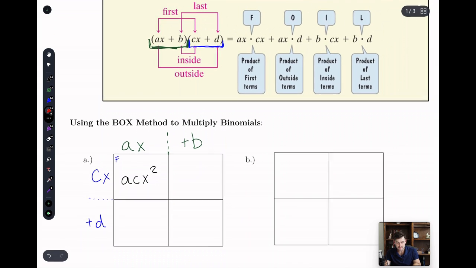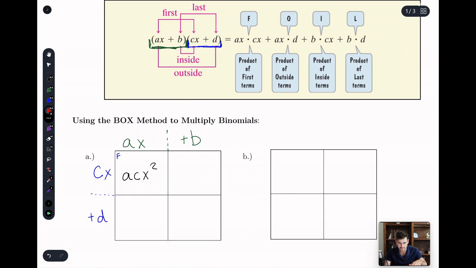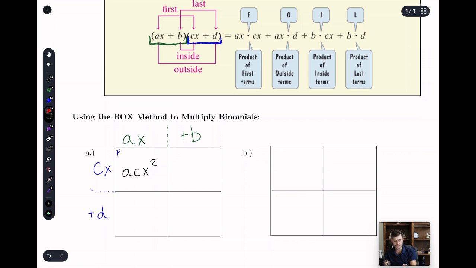So if we do outside next, which one would be the outside? The A and the D. So let's take this one, the bottom left, as the outside. We're going to take this AX and this D and multiply them together, and you'd probably end up with something like A times D times X. Then we're going to do it again.